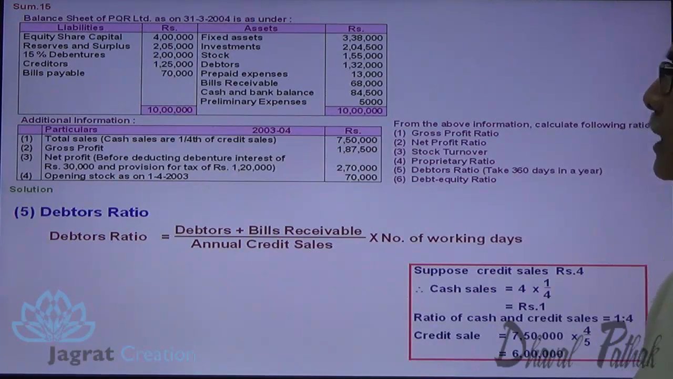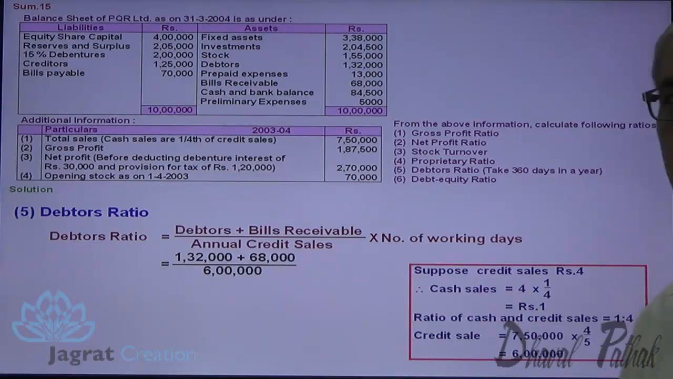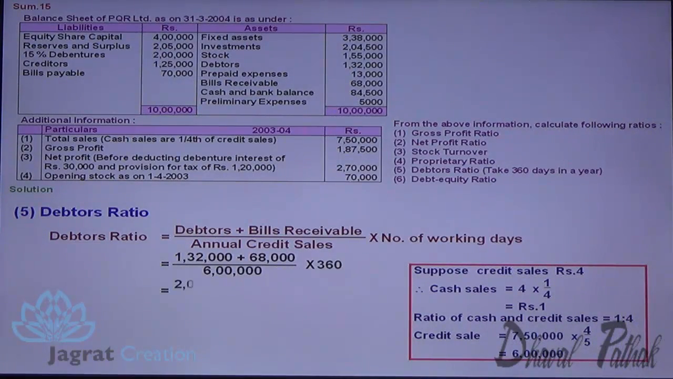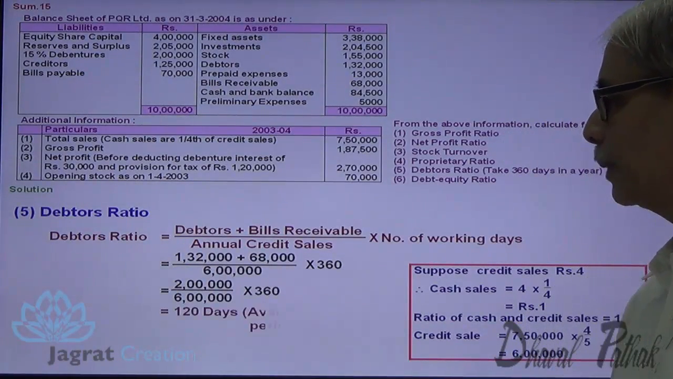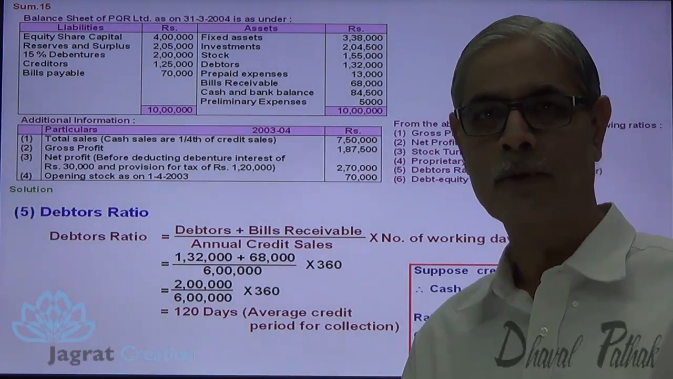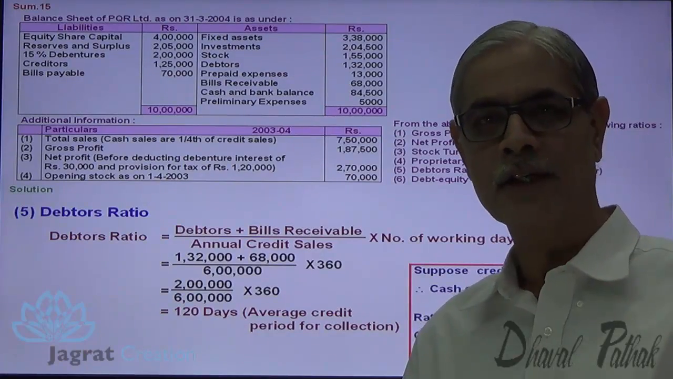Now debtors plus bills receivable, 1,32,000 plus 68,000, divided by credit sales of 6 lakhs. Number of working days to be taken, how much? 360. If you work out, you will get the average collection period. That works out to be 120 days. This is the average credit collection period from customers, from debtors to whom goods have been sold during the year on credit.